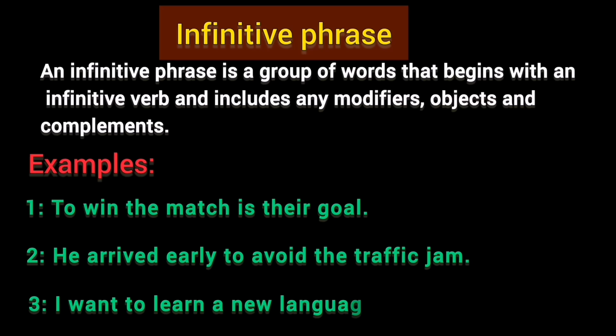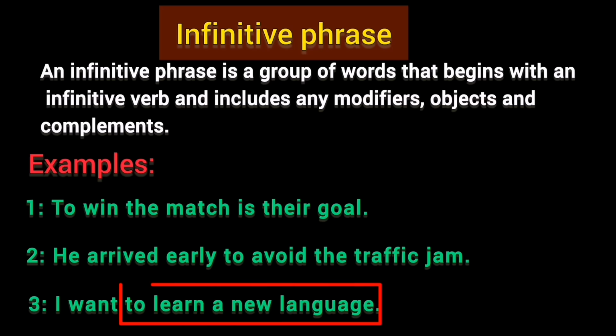I want to learn a new language. Look at this example, here, to learn a new language, is a verbal phrase. The reasons are that it is a group of words and it starts with a verb, to learn, and in this sentence it does not function as a verb but it functions as a direct object.